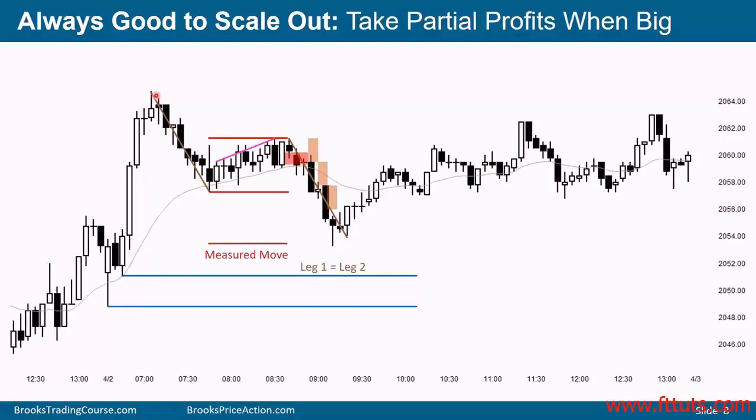So for the bulls, it's a high two bull flag. Leg one, pullback, leg two, and a higher low. So buying back shorts above this bar makes sense. The bulls still are above the bottom of the buy climax, and it's possible that this is the start of a big bull trend.